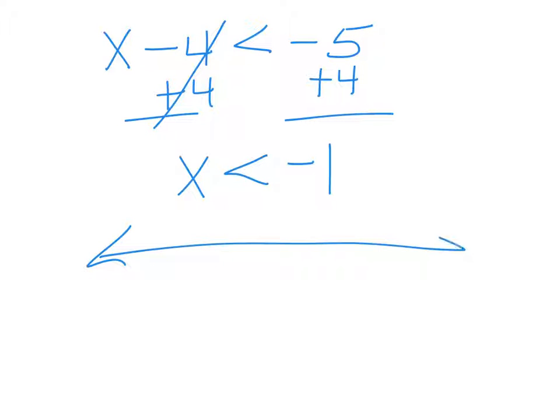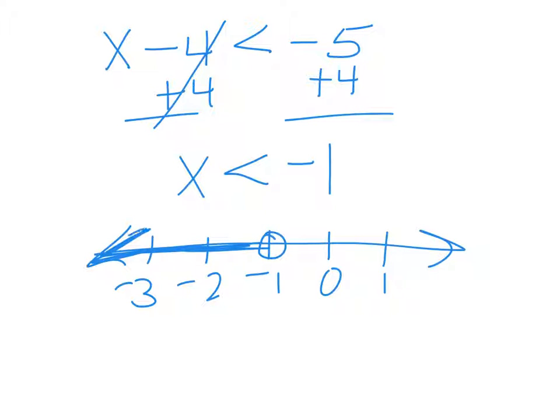And yes, I will have you graphing them. It is an online assignment, so it should be pretty simple. Here we go. Less than negative 1 means an open dot, and it's going to be all the values less than negative 1. Now, for the rest of today's lesson, I'm not going to graph every single one I do. That was just a reminder from yesterday's lesson.